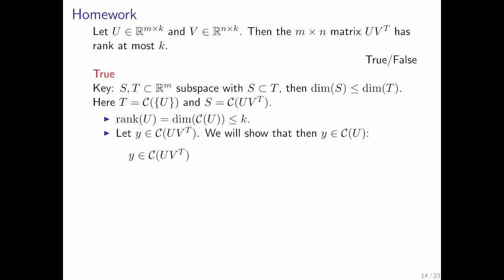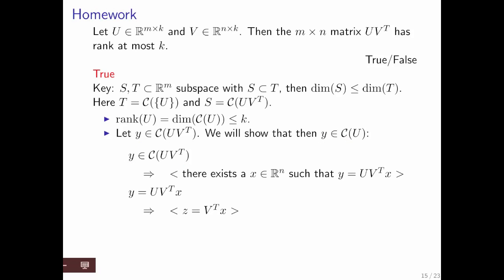How do you show that one set is a subset of another set? Well, you pick an arbitrary vector in the set that is the subset. So you pick Y to be in the column space of U times V transpose. And what we need to show is that Y is now also in the column space of U. Take Y to be in the column space of UV transpose. You then know that there is some vector X such that Y can be written as UV transpose times the vector X. So that gives you this result right here.